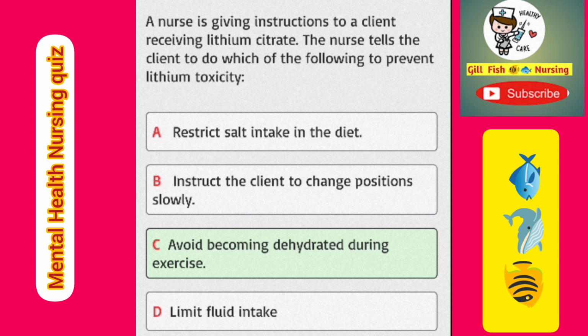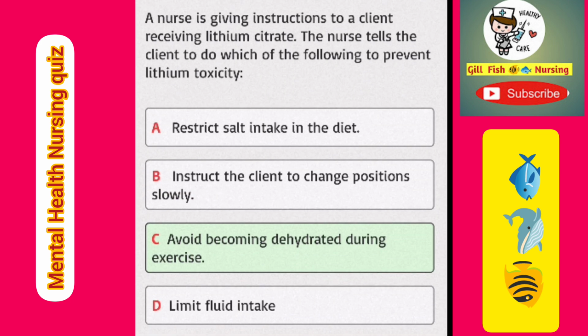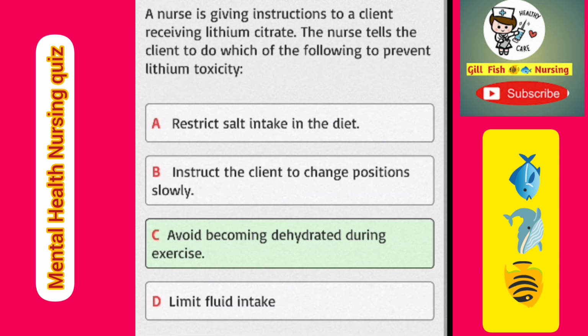during exercise, because if you are taking lithium continuously for a long time, lithium toxicity can occur. What will happen is reduced drug excretion, that means the drug is not able to be excreted properly, so you will get dehydration, worsening renal function, concurrent infections and drug interactions. That is why they say avoid becoming dehydrated during exercise. We can say other things also, but most probably the correct answer is avoid becoming dehydrated during exercise.